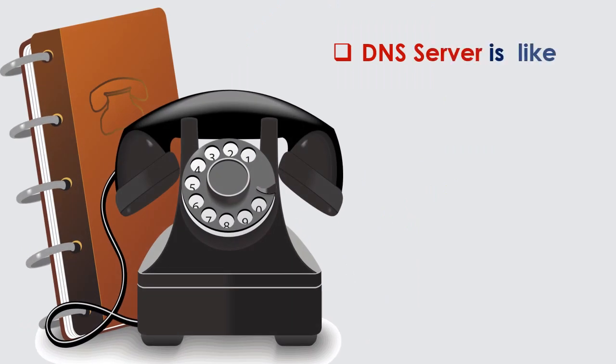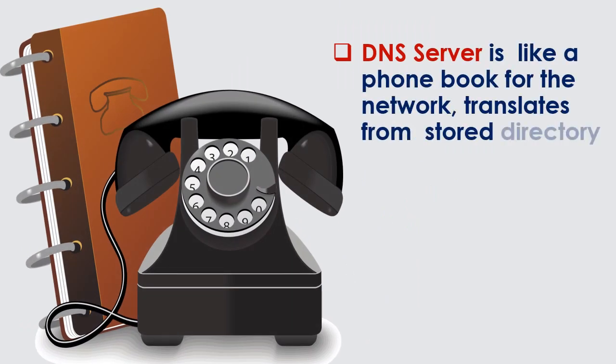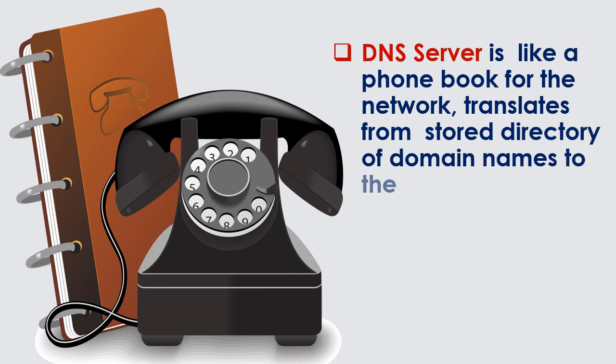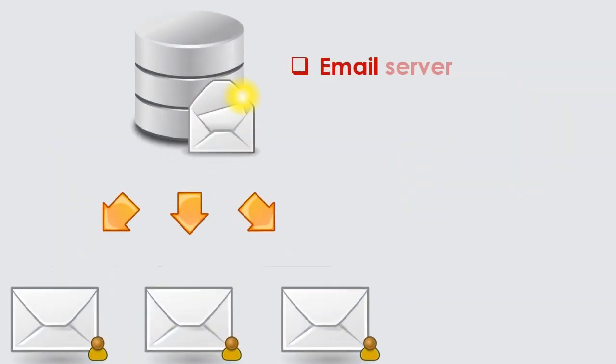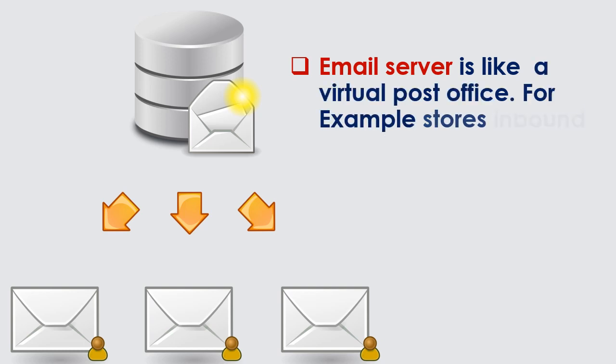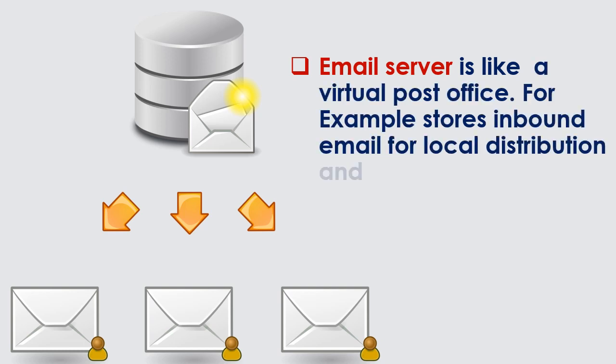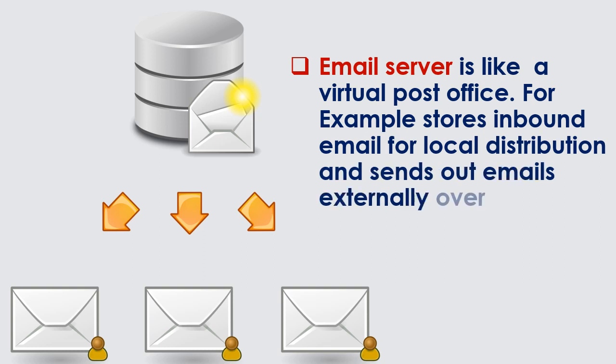A DNS server is like a phone book for the network; it translates from a stored directory of domain names to the resolved IP address. An email server is like a virtual post office. For example, it stores inbound email for local distribution and sends out emails externally over SMTP.